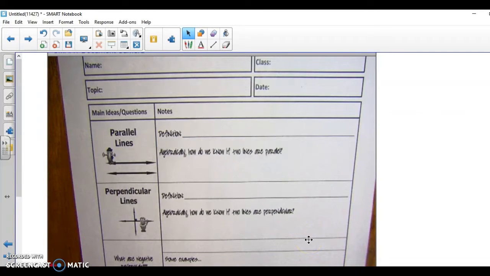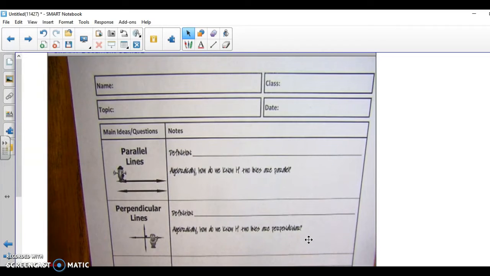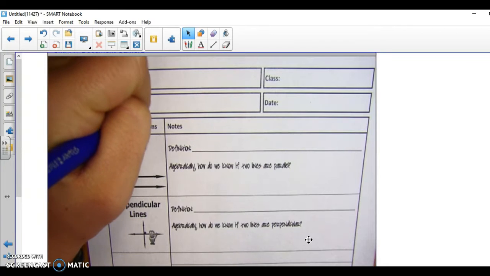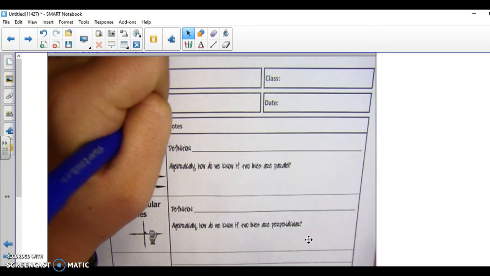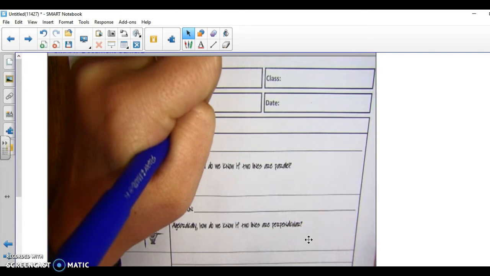Alright guys, so today we are going to be learning about parallel and perpendicular lines on a graph. So, parallel and perpendicular.